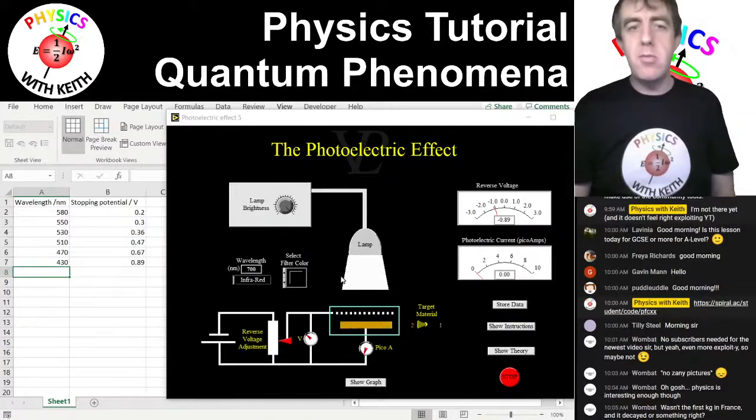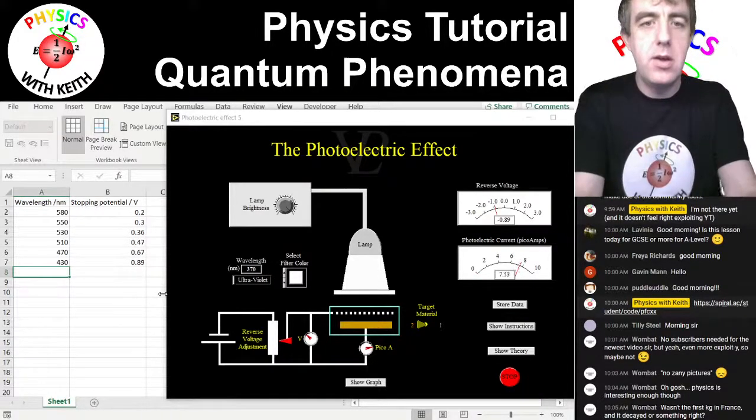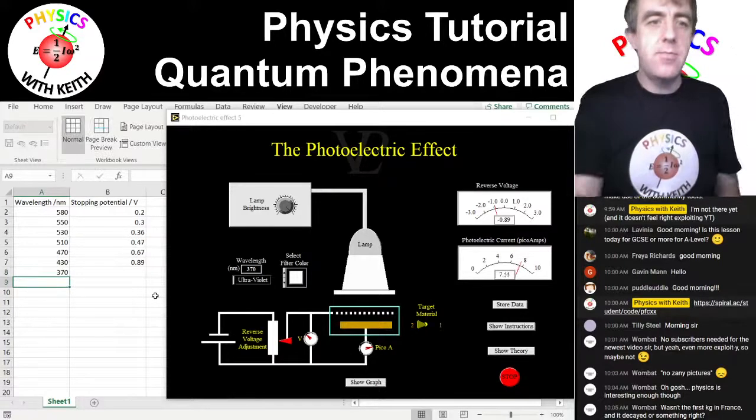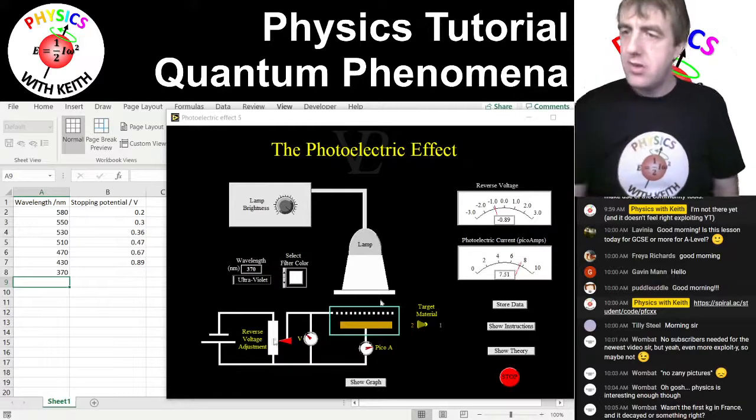Infrared. There's not going to be anything emitted with infrared. I'm not going to bother with that one. Ultraviolet. Let's try that one. 370. God, look at that. Loads. What I want to show you is this.